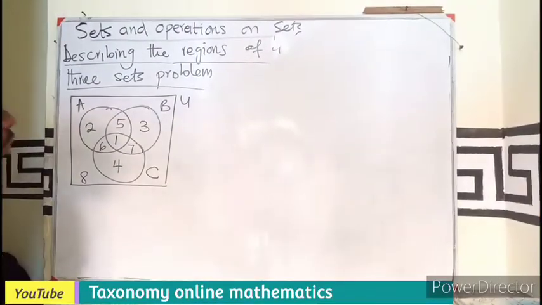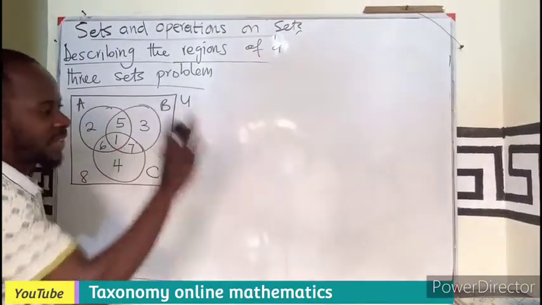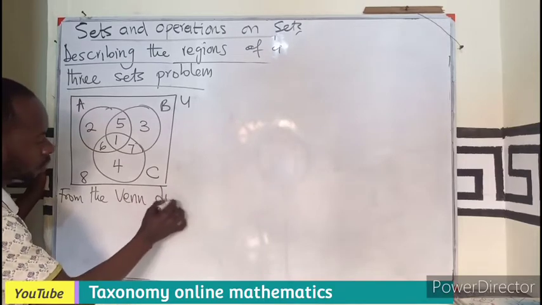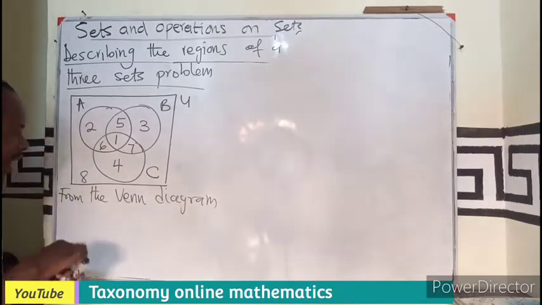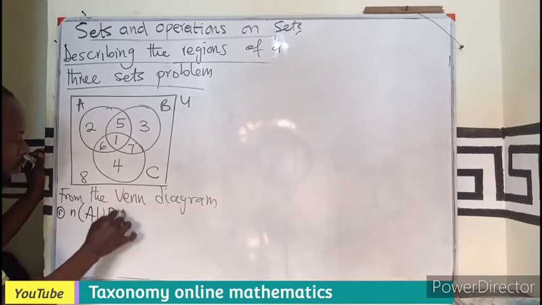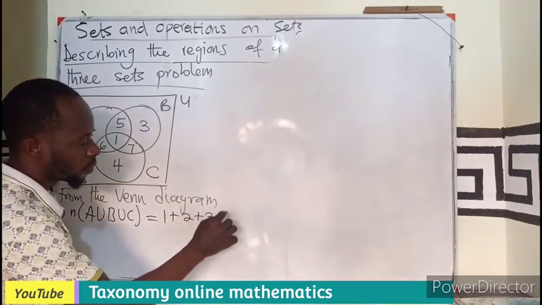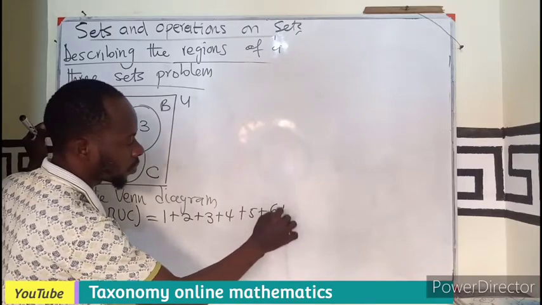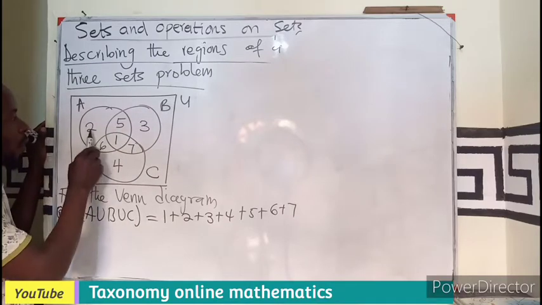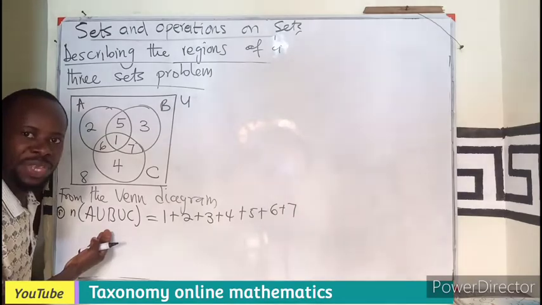Okay, in order to solve questions, we want to see how we can put some formulas down. As we have described the various regions, we can see from the Venn diagram, if I want to use, let's say, the number of A union B union C, it is going to be adding region 1, 2, 3. I'm looking for A union B. The region outside is 8. So 1, 2, 3, 4, 5, 6, 7 will be the regions belonging to A union B union C.